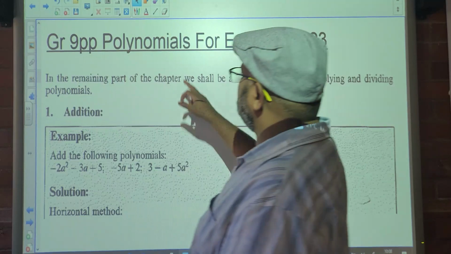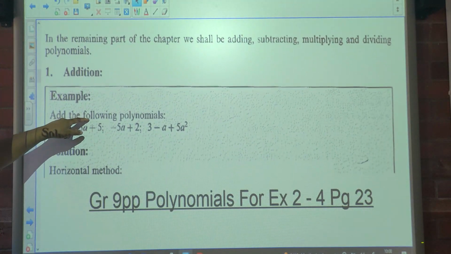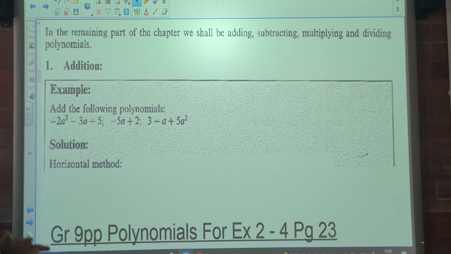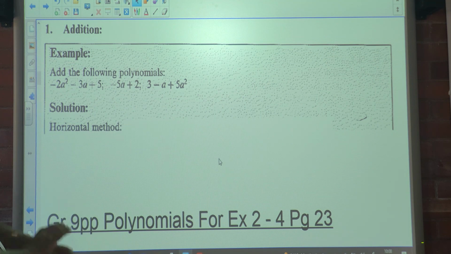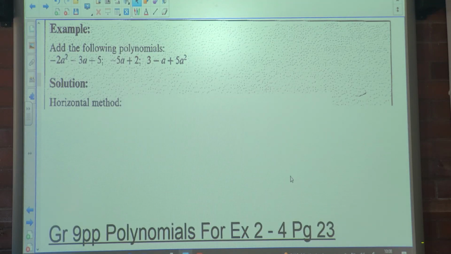So in the remaining part of the chapter we shall be adding, subtracting, multiplying and dividing polynomials. Okay. So the first of the examples is the addition rule. The example saying add the following polynomial.